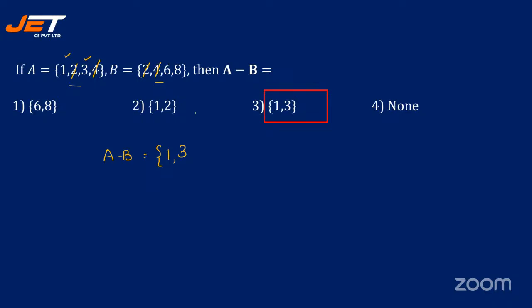4 is also here. That's all. So when it is A minus B, you should first see only A. All right. Yes. So good. Your answer is 1, 3, option 3. All right. See the next question.